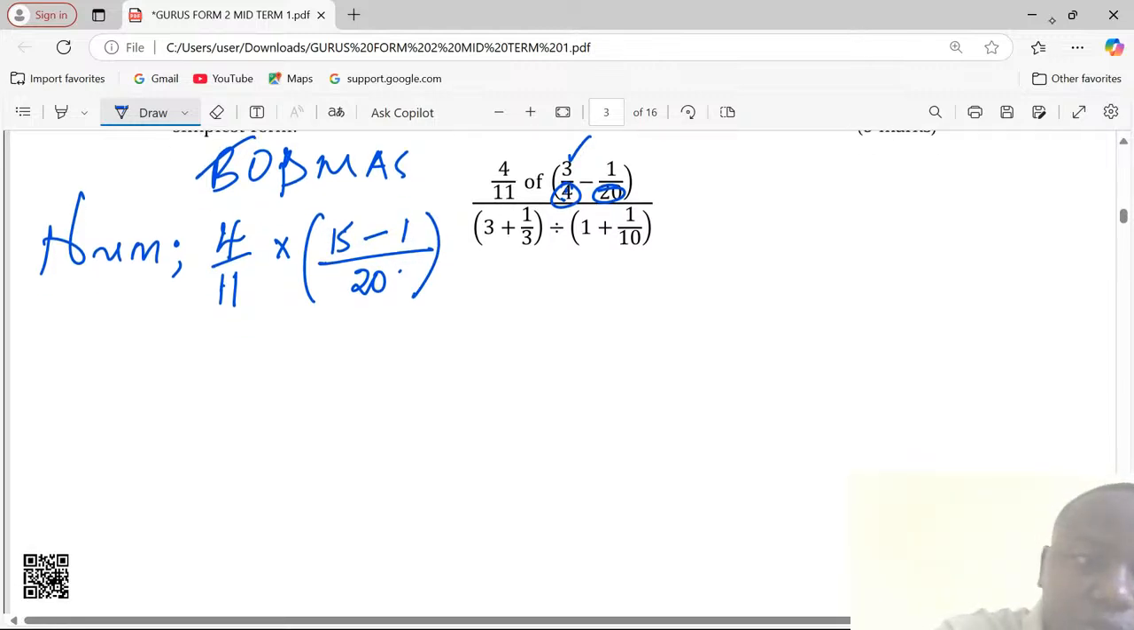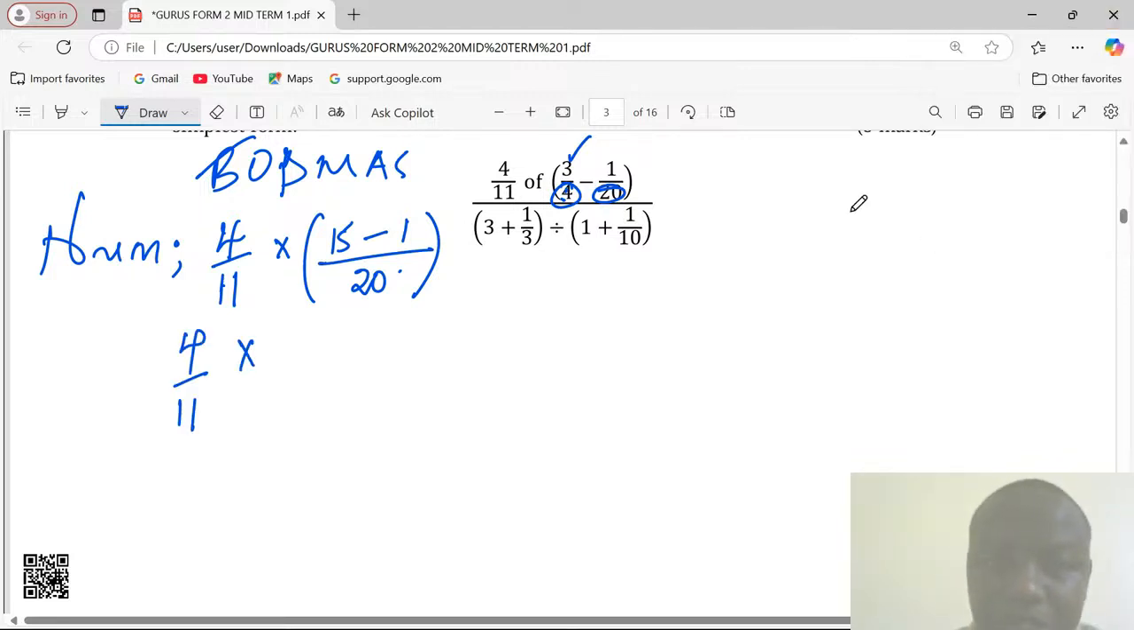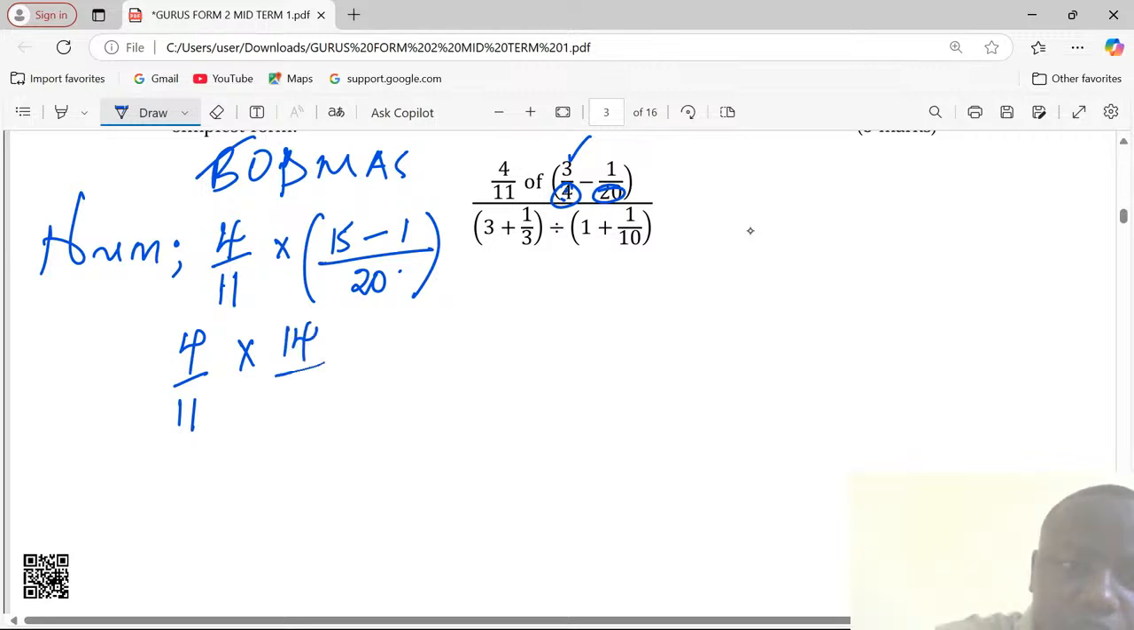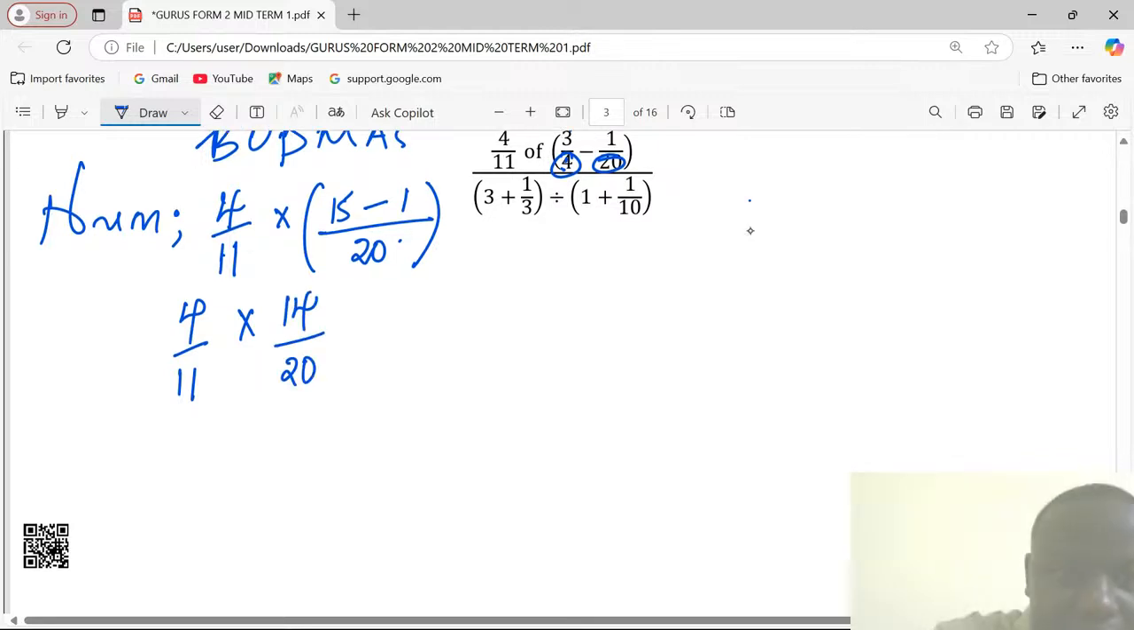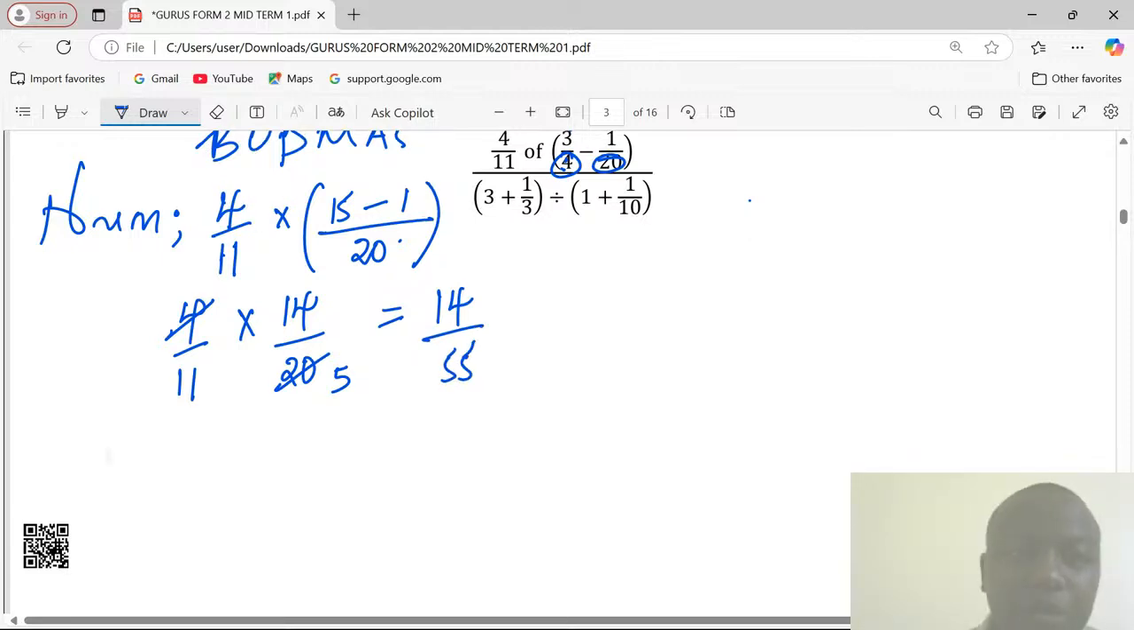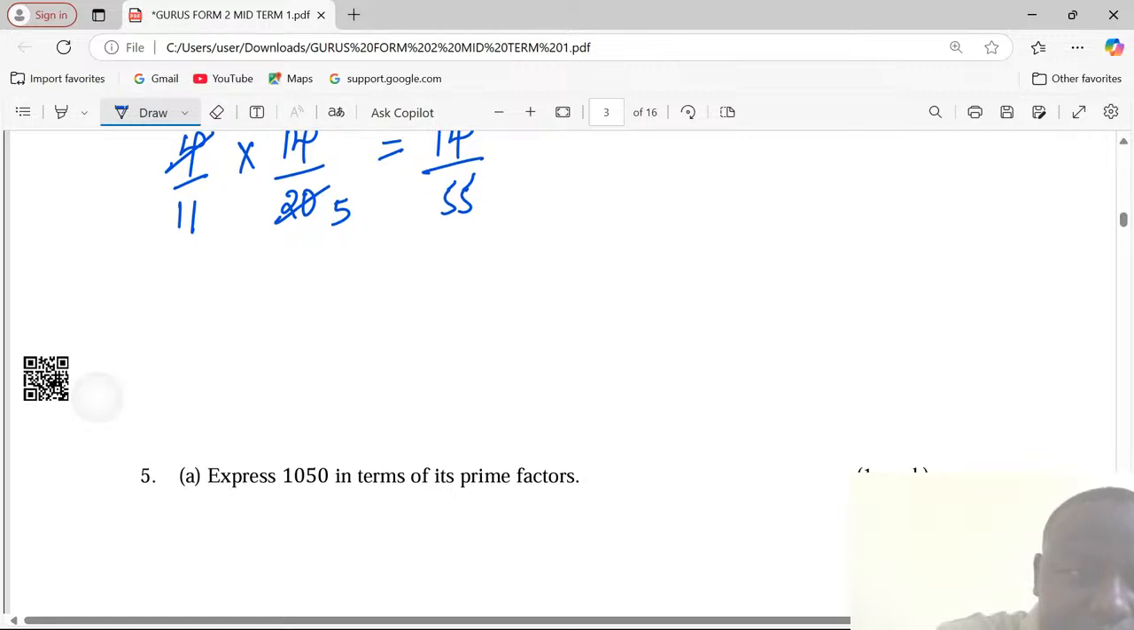So 4/11 of, let's now simplify this. This will be 14 out of 20. Now this can simplify further. By 4 we get 5. Therefore, I'll be having 14 out of 55. This is after working out the numerator. Let's see what you get after working out the denominator.